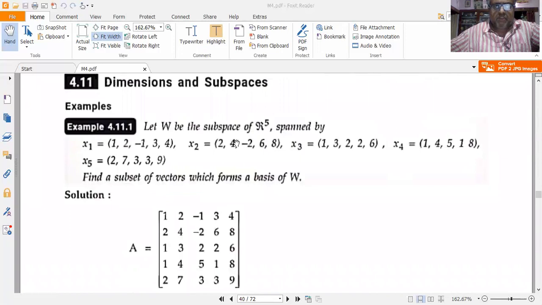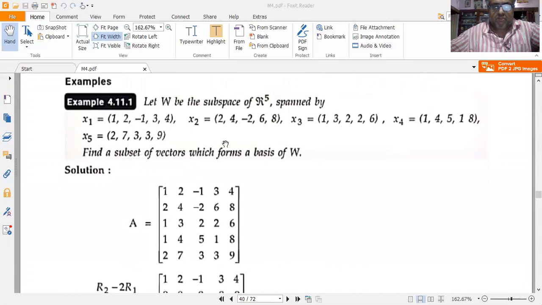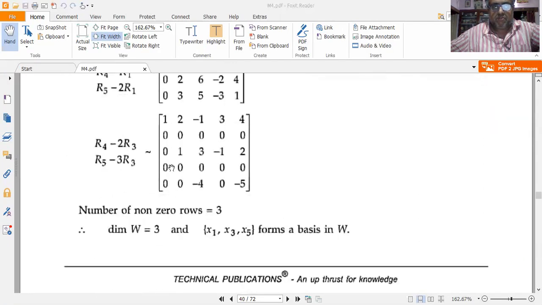Let W be the subspace of R^5 spanned by x1 = (1, 2, -1, 3, 4), x2 = (2, 4, -2, 6, 8), x3 = (1, 3, 2, 2, 6), x4 = (1, 4, 5, 1, 8), x5 = (2, 7, 3, 3, 9). Find a subset of vectors which forms the basis of W.